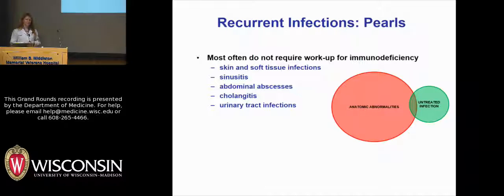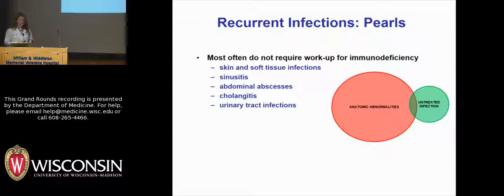So now let's switch to some pearls and some take-home points regarding the workup and evaluation for recurrent infections. What I hope I've shown you is that anatomic abnormalities and untreated infections really count for a lot of the recurrence in adults. And these diseases and recurrent infections don't often need a workup for underlying immunodeficiency.